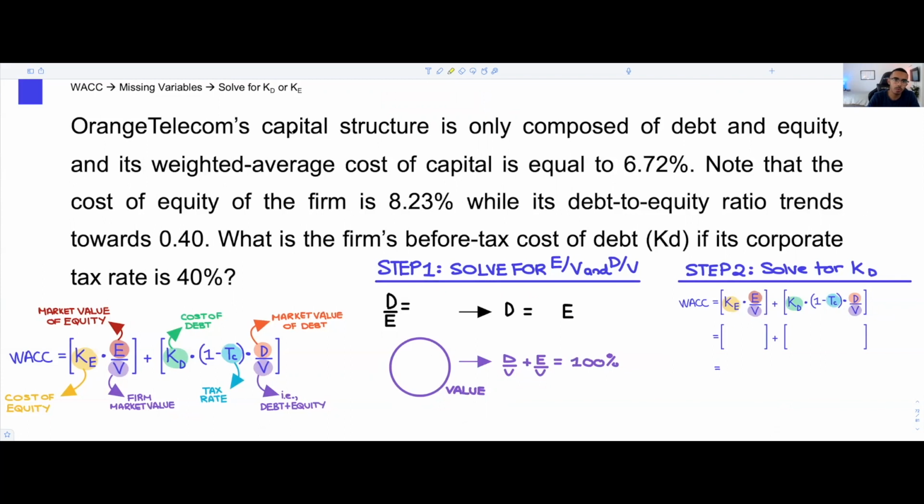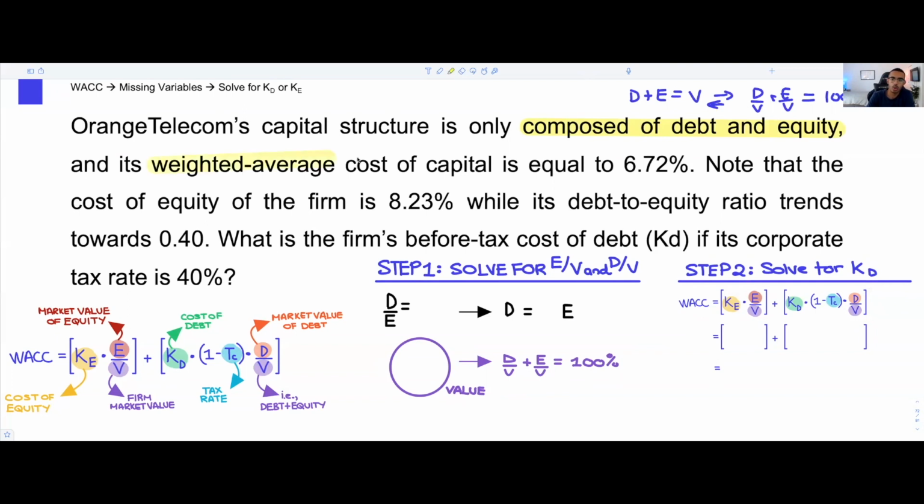So Orange Telecom, their capital structure is composed of debt and equity. All right. Now in this question, we're going to run through it like if we were on an exam. So we know that debt plus equity would give you value of the firm. And by definition, we could say that D over V plus E over V is going to give you essentially 100%. So that's pretty cool.